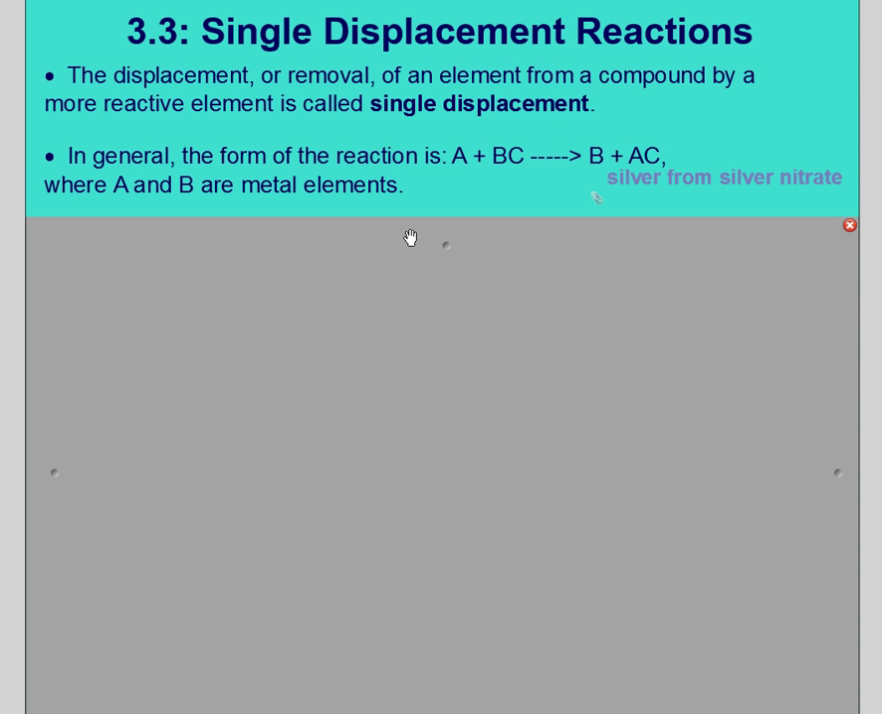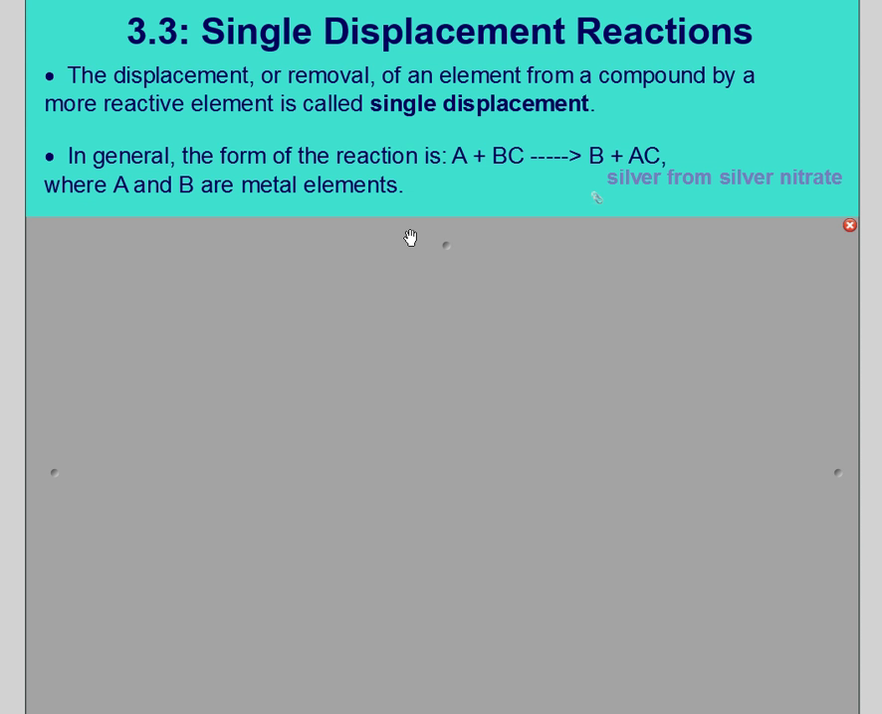So A is our element, BC is our compound. B could be the element from the compound that is displaced or removed. And then what is often the case is a new compound forms. A and B are metal elements, and generally C would be a non-metal ion or possibly a polyatomic ion.